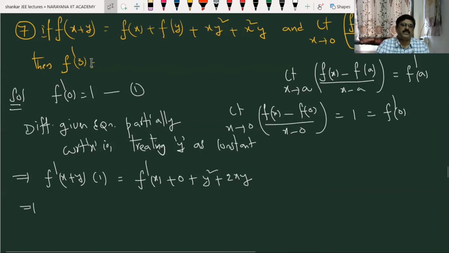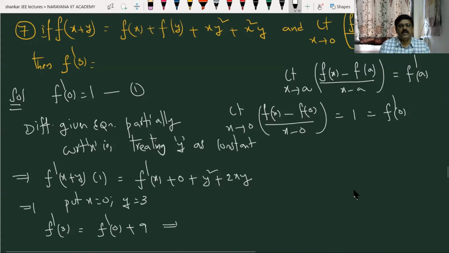Your goal is f dash 3, students. Already you know f dash 0. Okay. So our answer came, put x is equal to 0 and y is equal to 3. Therefore, you have f dash 3 is equal to, students, f dash 0 plus y square 9 plus this is 0, right? Implies f dash 3 is equal to, students, f dash 0 value 1 plus 9. So answer is 10. So simply the problem is constructed.